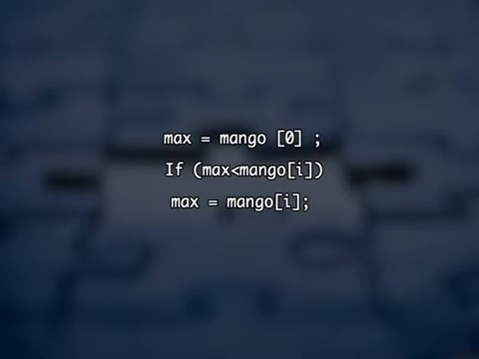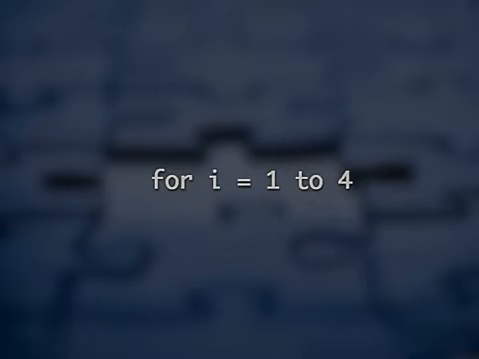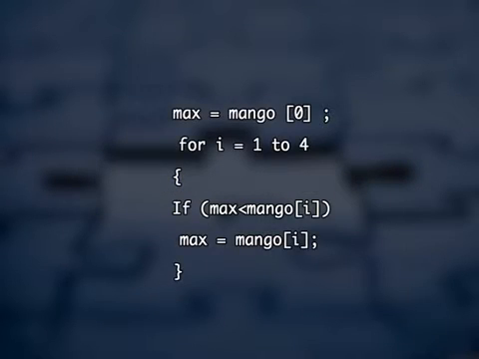If not, then there is no need to do anything, so we are not going to write the code for else. Here we have repeated the task of comparison, so we need a loop to do that. The loop has to repeat as many times as the number of mangoes in the basket minus 1. If there are 5 mangoes, the for loop will be for i equals 1 to 4. Congratulations! We have written the code to find the maximum out of an array, and a biggest mango for my milkshake as well.